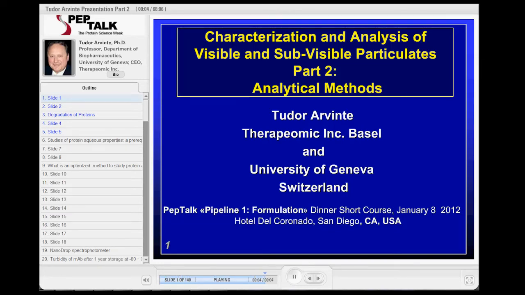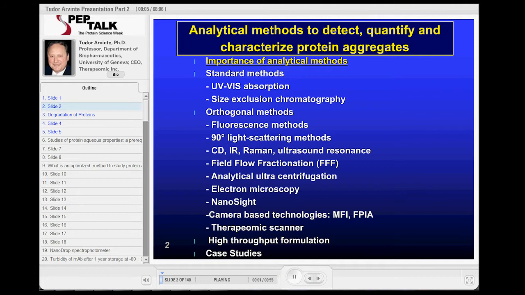So, analytical methods. I think I mentioned it before. The importance is enormous. The better your tool, the better your research is. And it's like in any industrial field, the tools you use are giving you a higher chance of success.